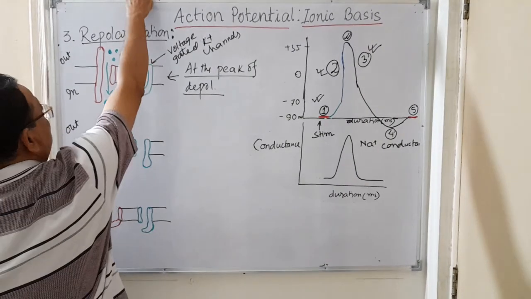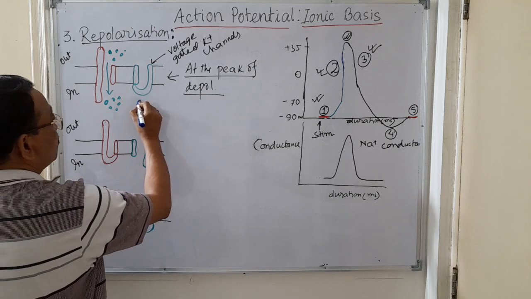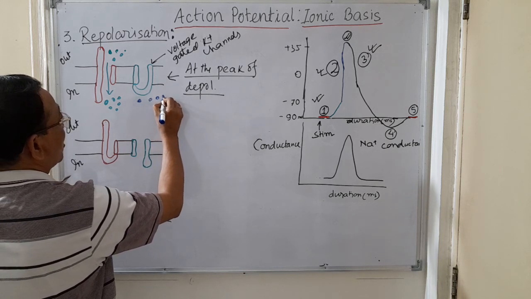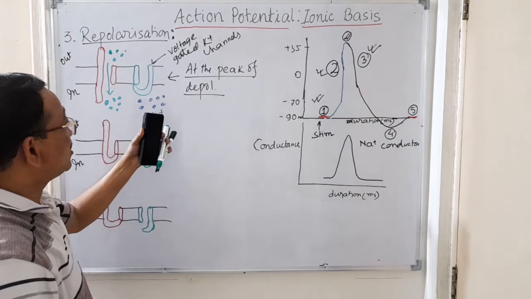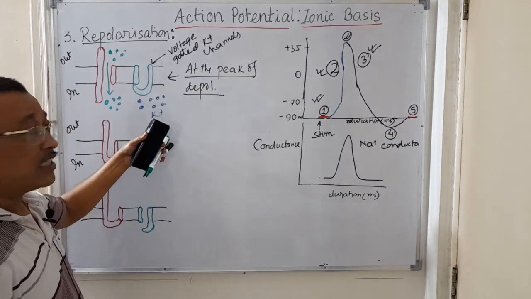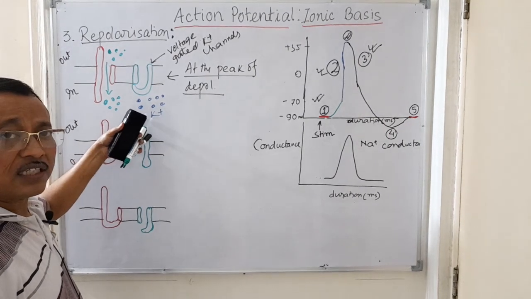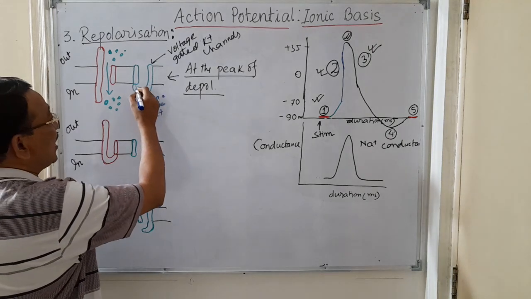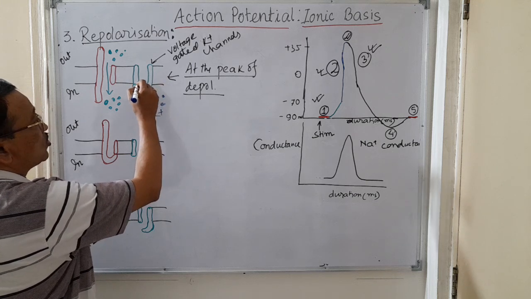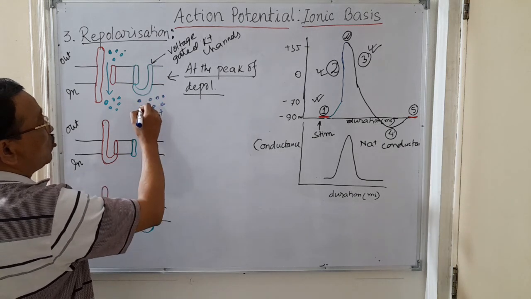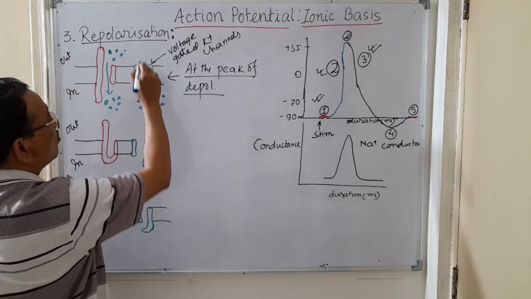Now what happens? Though potassium concentration is very high inside compared to outside, as the gate of the voltage gated potassium channel was closed, there is no exit of potassium ions from inside to outside. Potassium cannot go out.